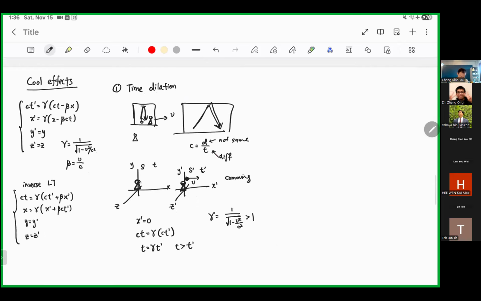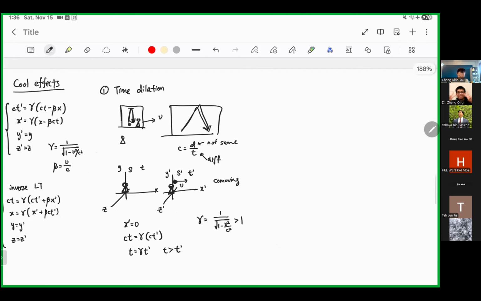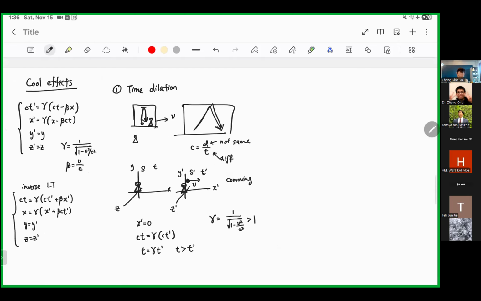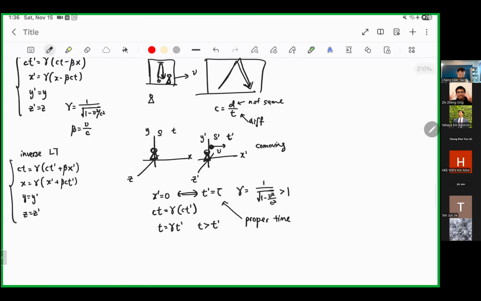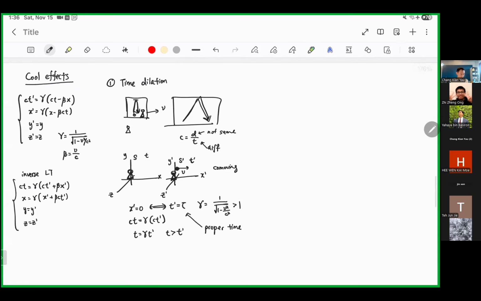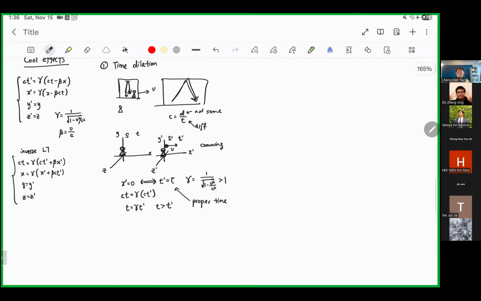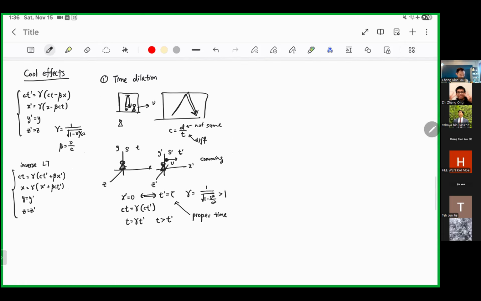Basically, the observer in S prime and the observer in S would experience different times. And for this case where x prime equals 0, we define t prime to be tau, which is the proper time. This is the definition of proper time. I think this is kind of confusing, but you can take it as it is. If you have questions, just put them in the chat. Okay, then let's move on to length contraction.